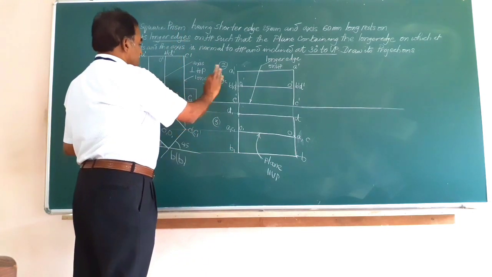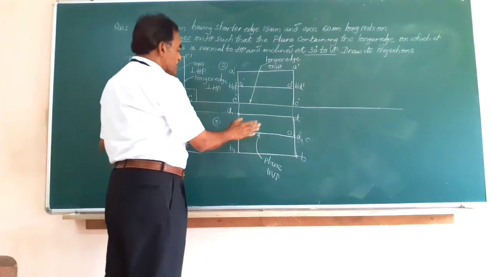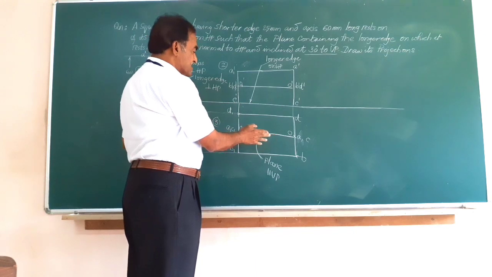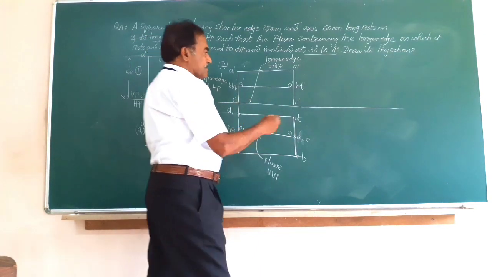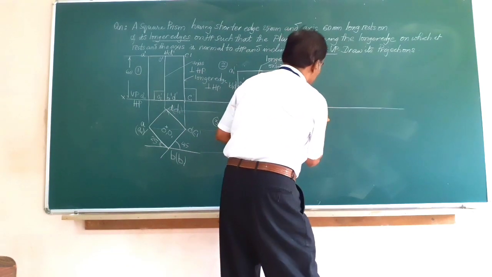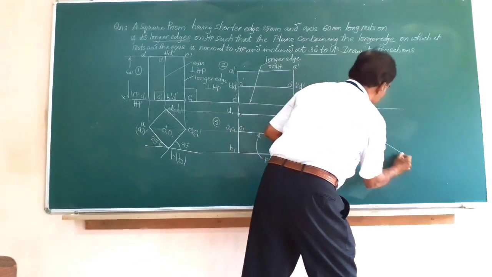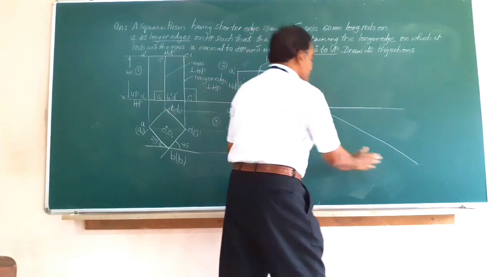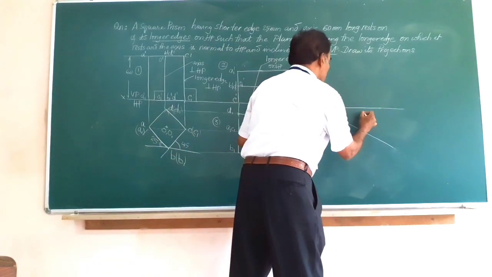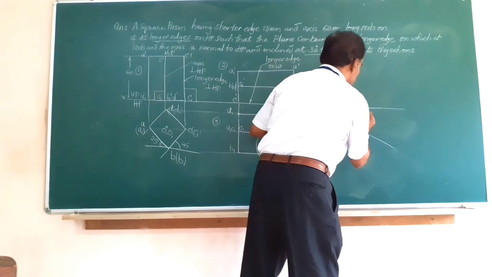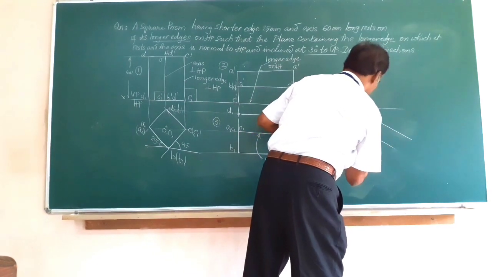So I got figure number 1, 2, 3. I am going to redraw this figure 3 such that the plane which was parallel gets inclined at an angle of 30 degrees to VP. So I am going to redraw this figure number 3 as figure number 4 here, having the same dimensions.